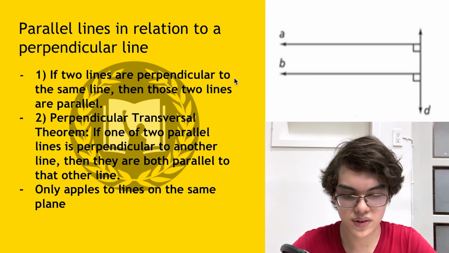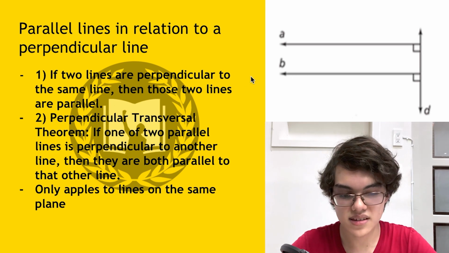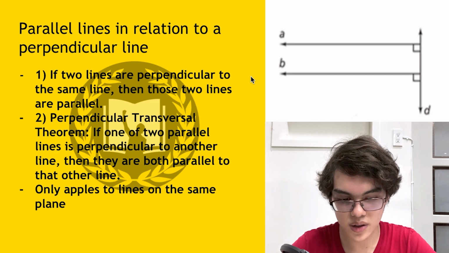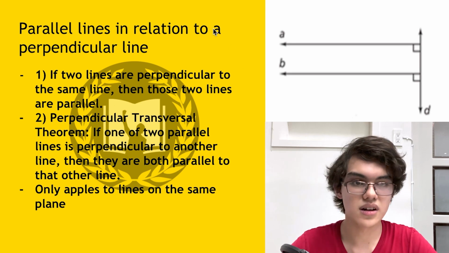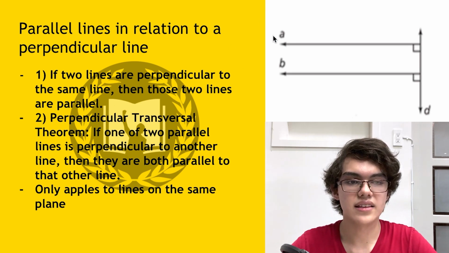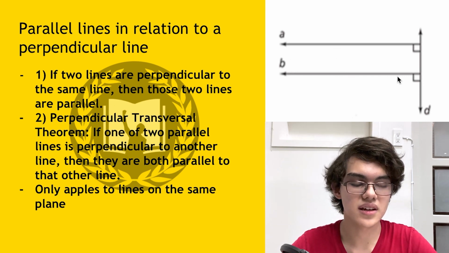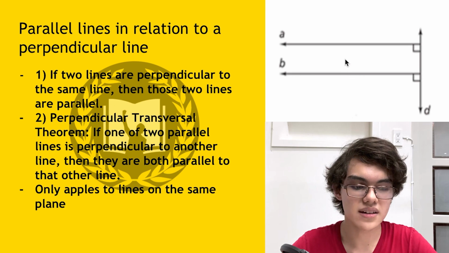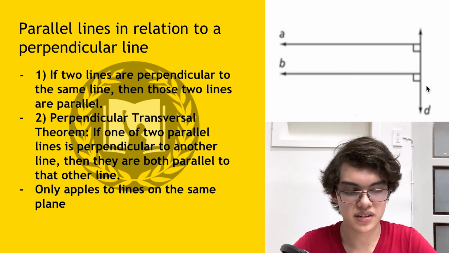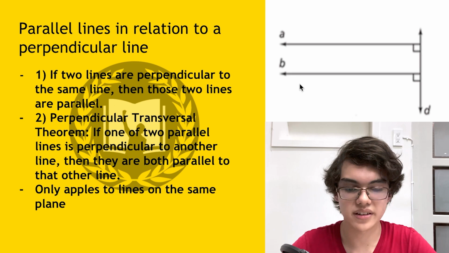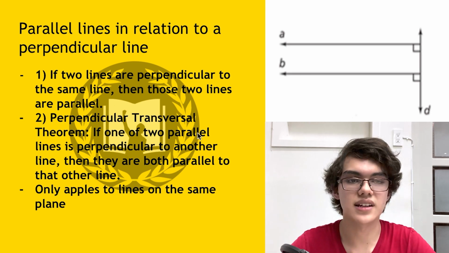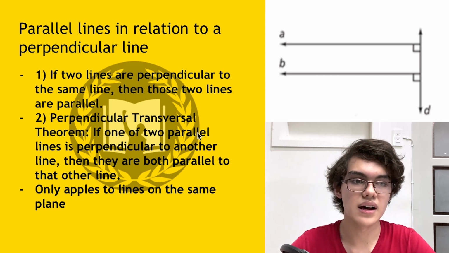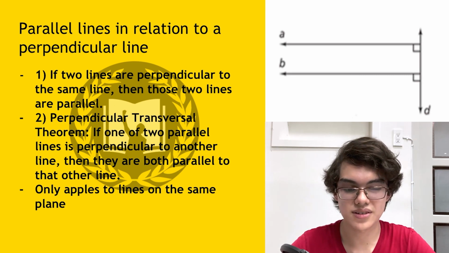So the perpendicular transversal theorem, that's a theorem. It says that if one of two parallel lines is perpendicular to another line, then they are both perpendicular to that other line. So, let's say that line A and line B are parallel. We know this. And we know that line B is perpendicular to line D. We then know that line A would also be perpendicular to line D because of the perpendicular transversal theorem. Simple, right? And this only applies to lines that are in the same plane. So if you have two lines that are in different planes, then it doesn't count, obviously.